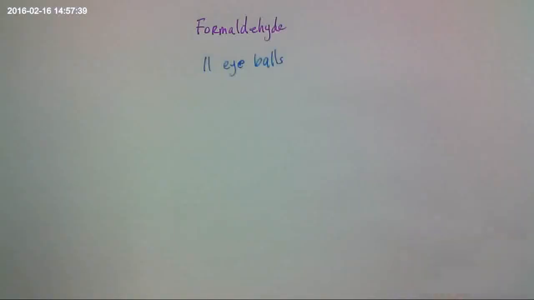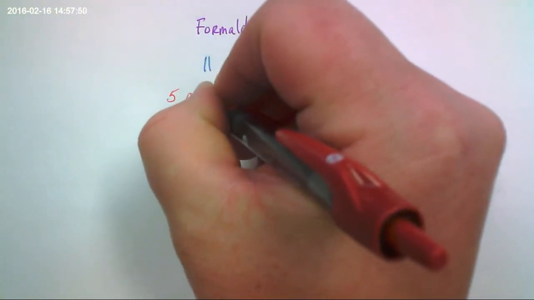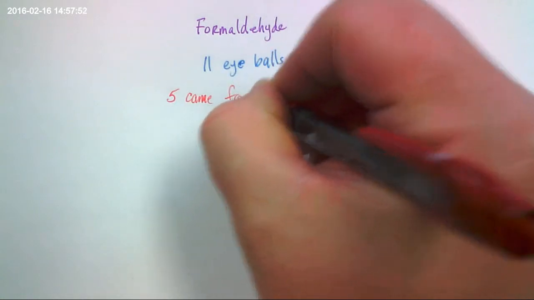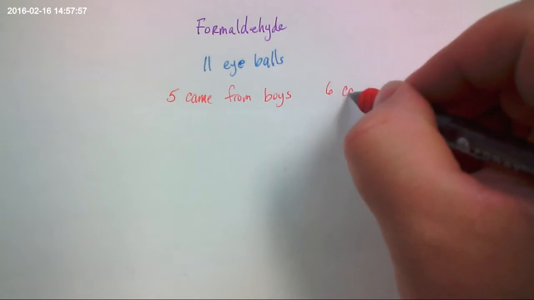11 eyeballs. Now, here's the deal with these eyeballs. They're human. 5 of the eyeballs came from boys, and 6 came from girls.